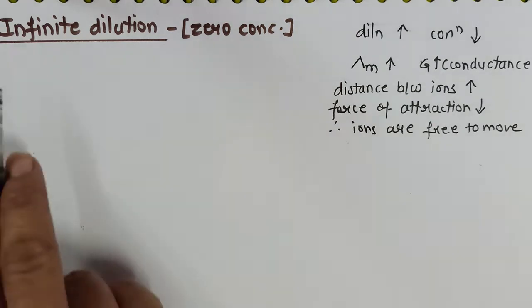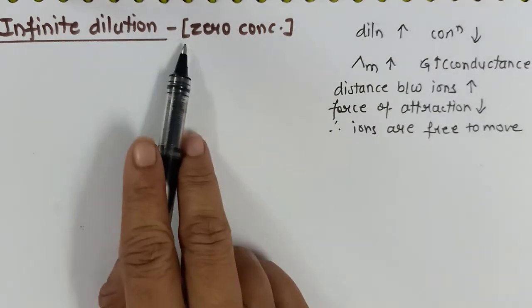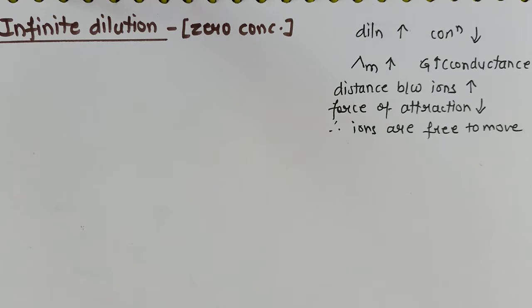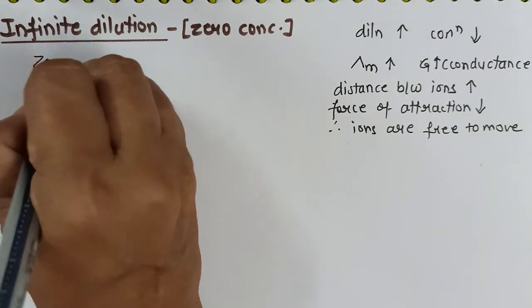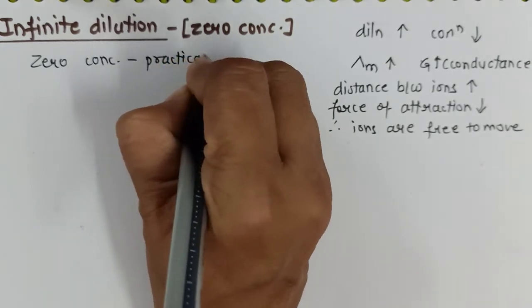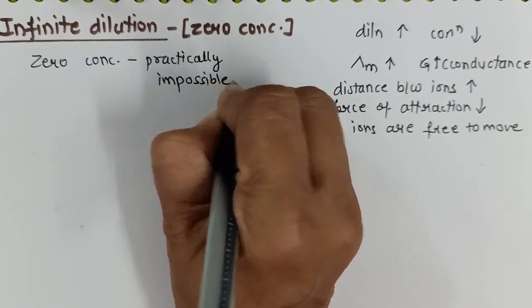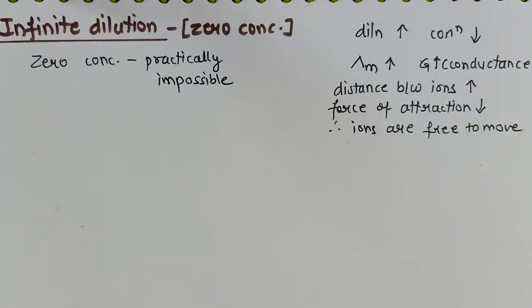That means if we carry out dilution to an infinite level, or to such a level where the concentration of electrolyte becomes zero concentration, what will be the impact on the molar conductivity? That we are going to discuss in this video. Okay, first of all, speaking of zero concentration, it is practically impossible because the concentration has to be there. We can say the concentration is negligible.